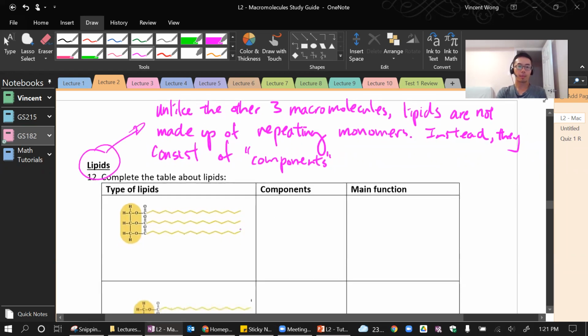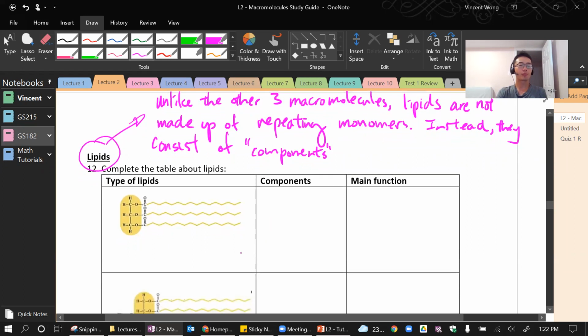So let's take a look at what I mean by that. There are 3 types of lipids that we talked about in class. First one is fat. Another word for fat is triglyceride, or just fat. There are 2 types of fat, saturated and unsaturated. We'll talk more about that in a bit.